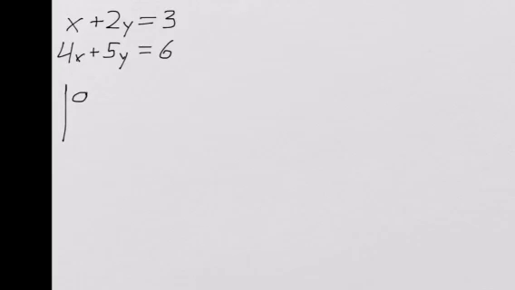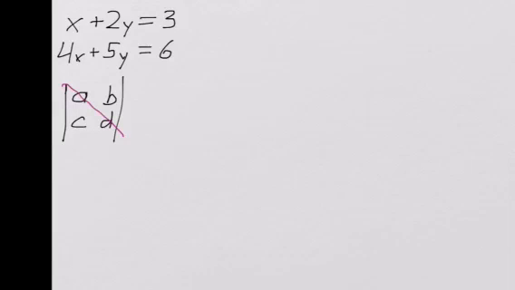So I will use the system x plus 2y equals 3, and 4x plus 5y equals 6. And we're actually going to use three different matrices here, and we're going to take what's called the determinant. So the determinant of a 2x2 matrix, and we're going to use vertical bars around the matrix to indicate that we're taking the determinant.